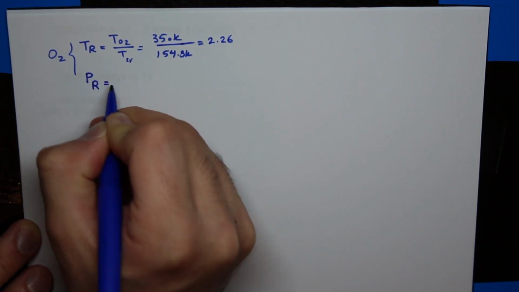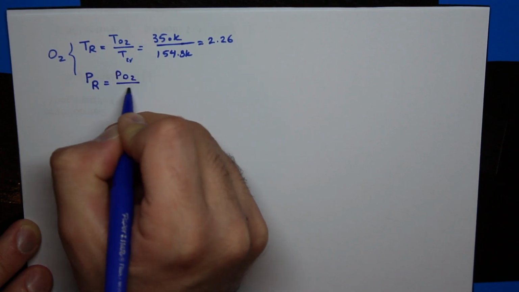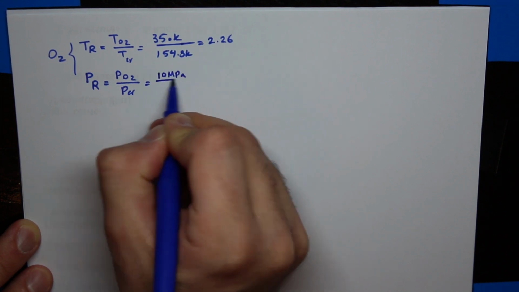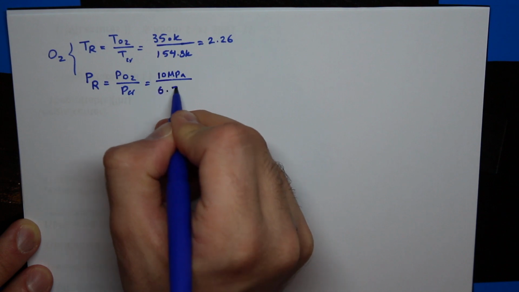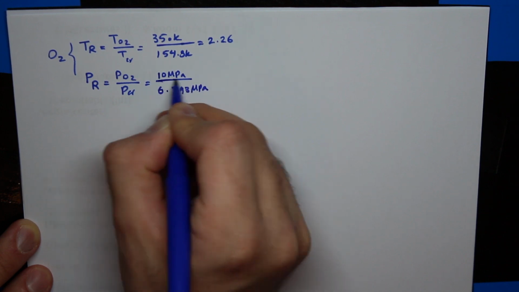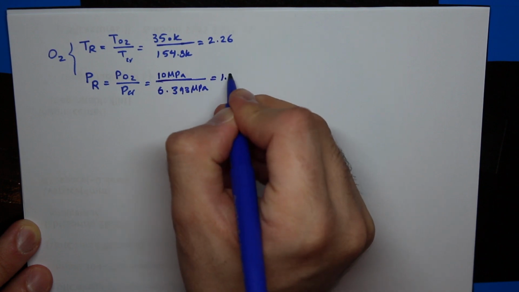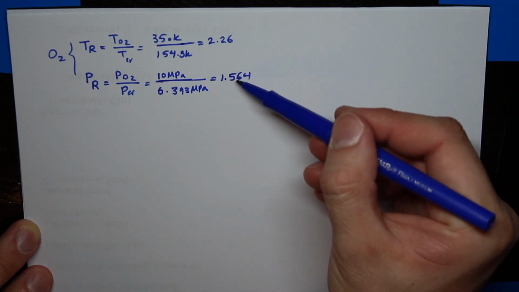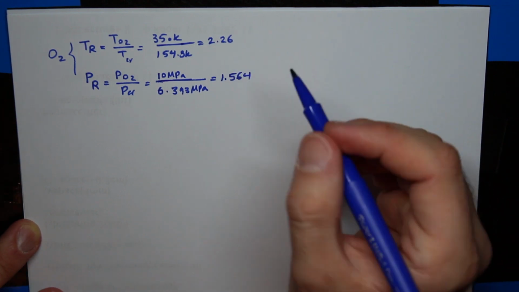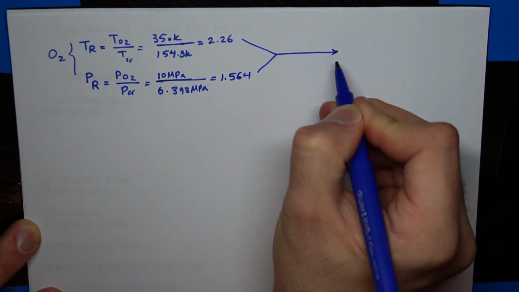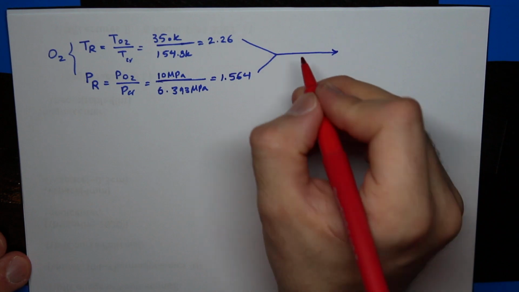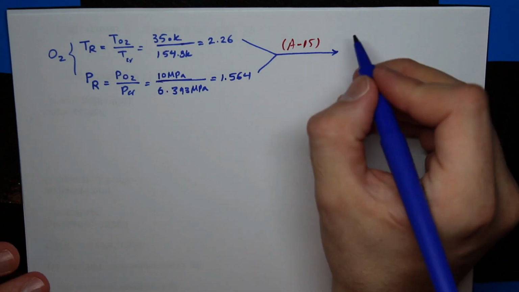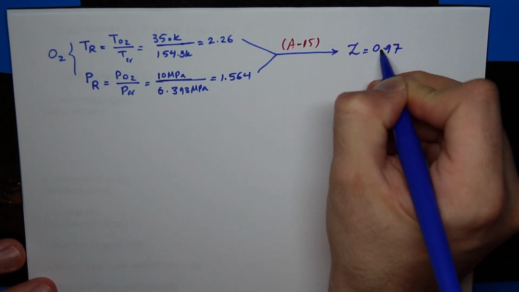The reduced pressure for oxygen is going to be the pressure of oxygen over the critical pressure of oxygen. The pressure here is 10 megapascal and the critical pressure is 6.393 megapascal, and that gives me a reduced pressure of 1.564. Now I will use these two reduced properties to obtain the Z value. Once again, you go to figure A15, and you will obtain the Z value, which is equal to 0.97.